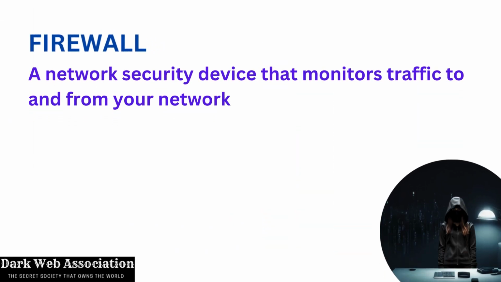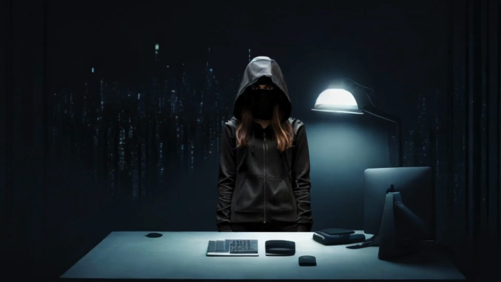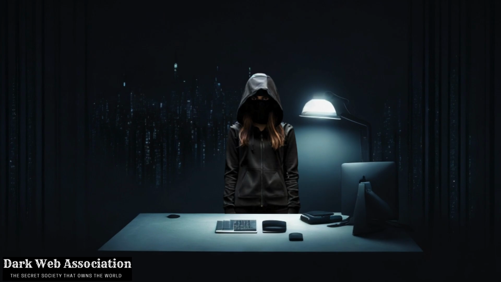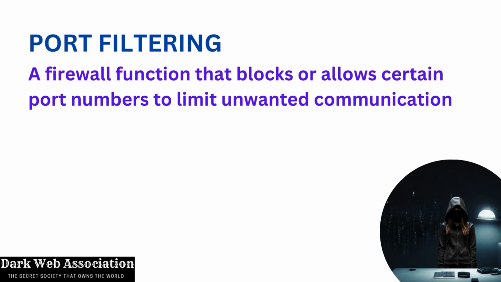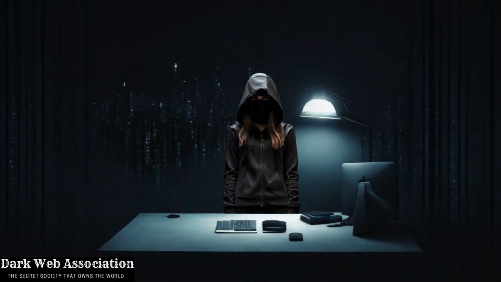A firewall is a network security device that monitors traffic to and from your network. It either allows traffic or it blocks it based on a defined set of security rules. A firewall can use port filtering, which blocks or allows certain port numbers to limit unwanted communication. For example, it could have a rule that only allows communications on port 443 for HTTPS or port 25 for email and blocks everything else. These firewall settings will be determined by the organization's security policy.